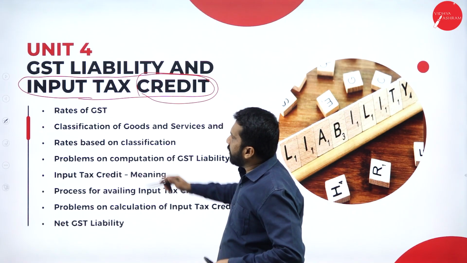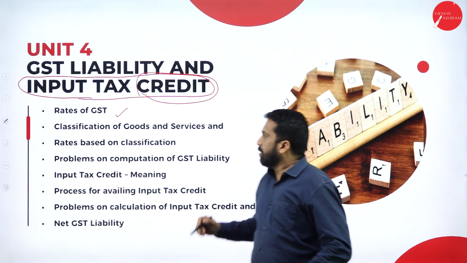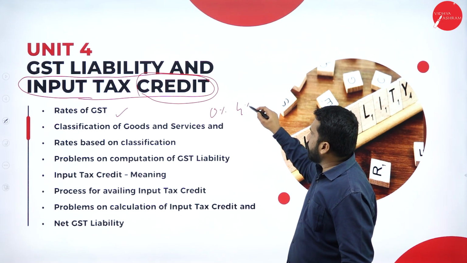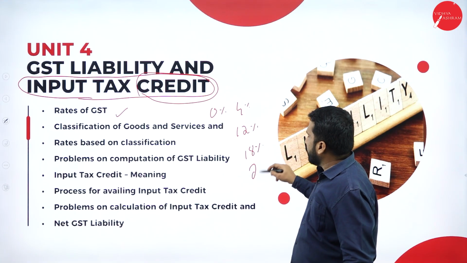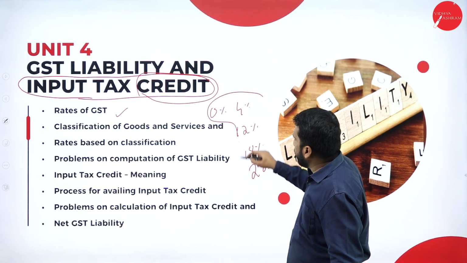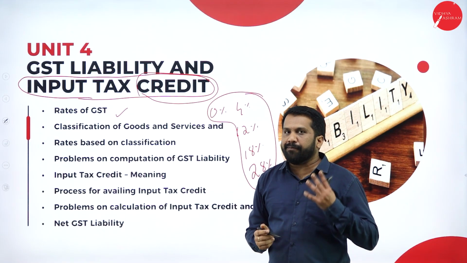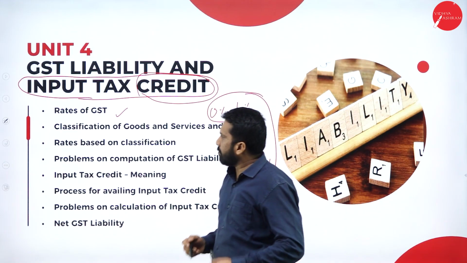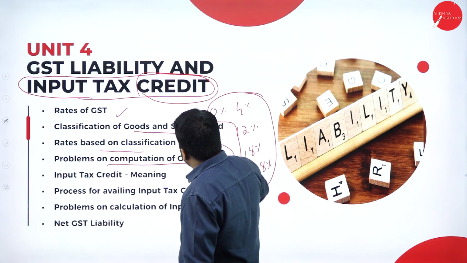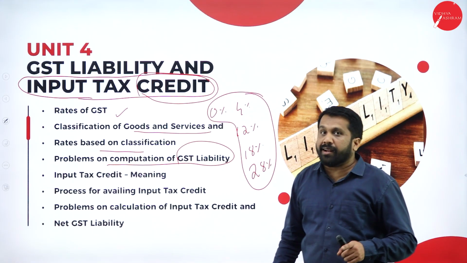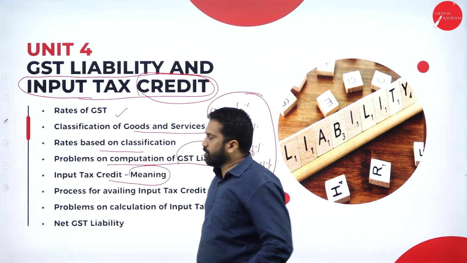In this, we will understand the rates of GST. There are so many rates. This is also your 2 marks question. You may get 0%, 4%, 12%, 18%, 28%. There are so many types of GST rates. This is your 2 mark question: mention any 4 GST rates. Classification of goods and service, rates, problems on computation of GST liability. This will be your 10 or 15 mark question. And input tax credit, this is your 2 mark question.